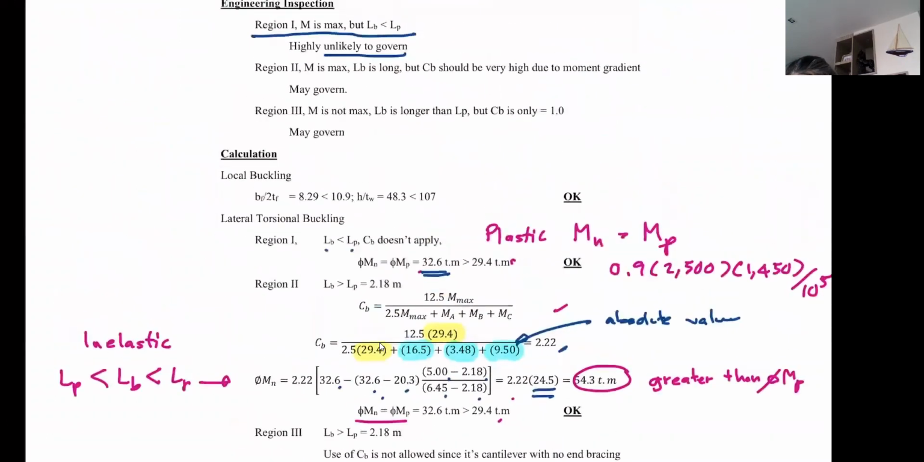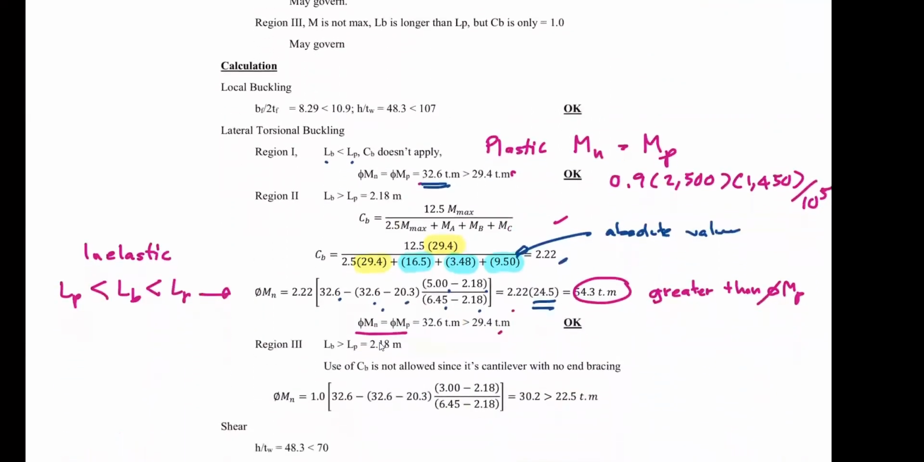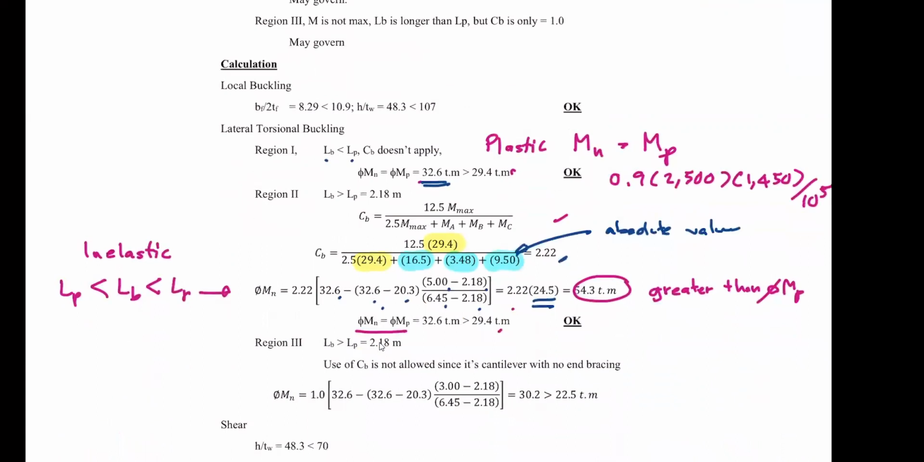And yeah, I believe that I have the local buckling check here as well in the beginning. So what is that, a question? Excuse me, for region number 2, why will the equation be rewritten for 2.5 M max plus MA, MB, and MC? Because the equation in the lecture you wrote is 3 MA plus 4 MB and plus 3.